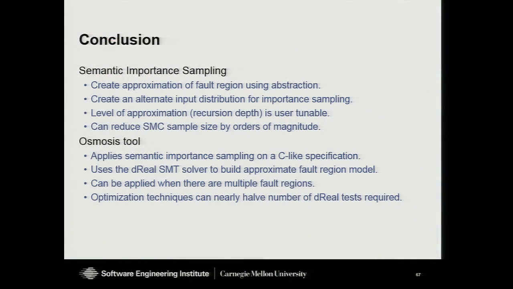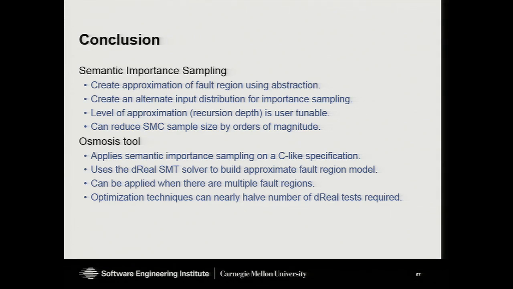In conclusion, we've developed this technique called semantic importance sampling, which is based on creating an over-approximation of the fault region, which allows us to create an alternate input distribution to speed up the simulation time. You can tune the level by the recursion depth, how deep you want to go, and reduce the SMC time, the statistical model checking time, by multiple orders of magnitude.